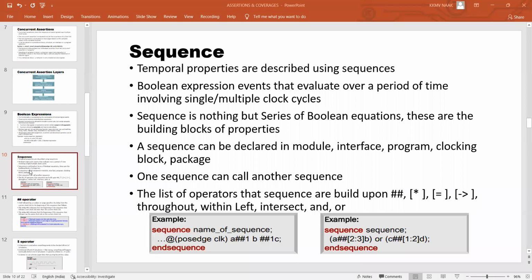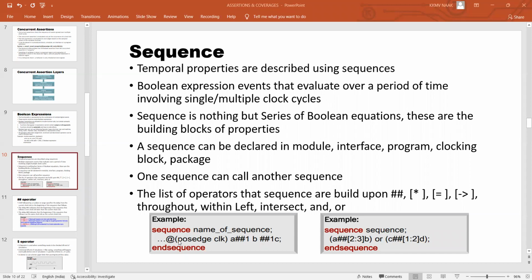Okay, so in the sequence, we can use operators like double hash. This is called the consecutive repetition operator. This is the non-consecutive repetition operator. This is the go-to repetition operator. Throughout keyword, within keyword, intersect, and or, all these are keywords.